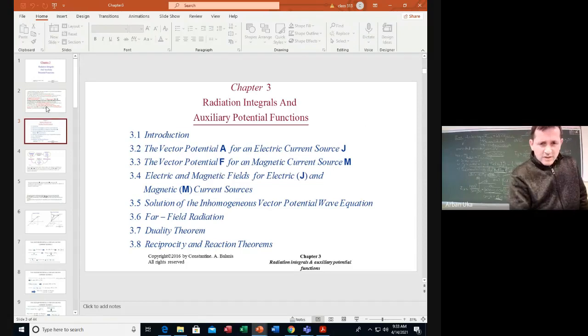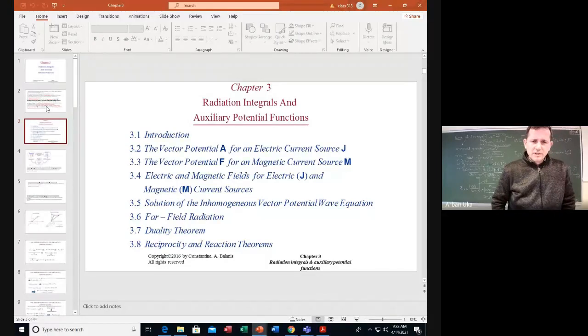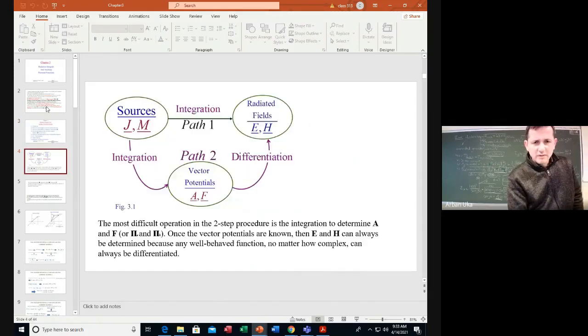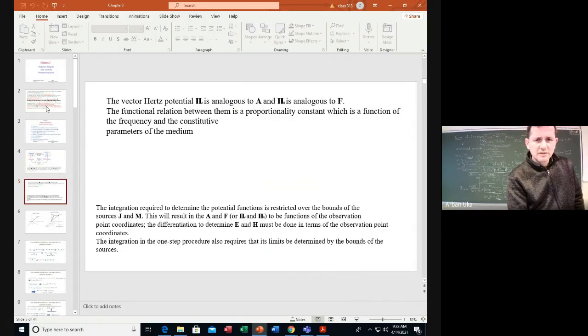These are the topics that we can go over, and the first two or three are mostly related to a set of equations that we can use. The rest of the chapter, especially the duality theorem, reciprocity and reaction theorems, are conceptual approaches where one can use a similarity between the equations provided to derive the other. So there is a strong similarity between different pairs of equations. We talked about these two possible paths that we can use for the fields.